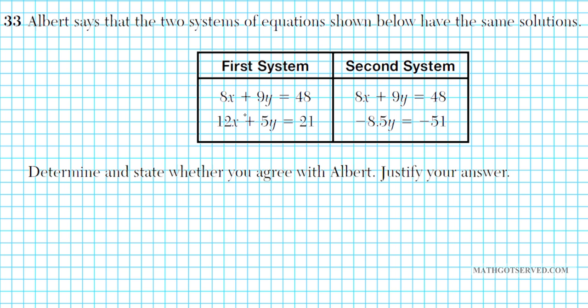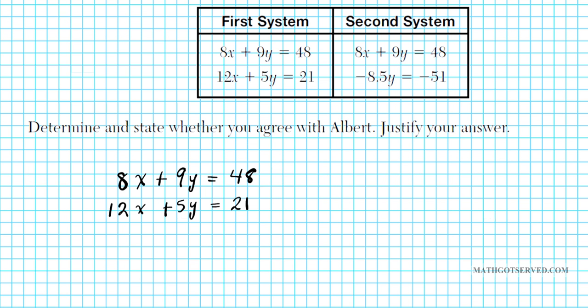For system 1, you can solve for x or y first. You don't have any restrictions as to what to solve. Okay, so I'll pick the first system. You can pick the second one if you want, but I feel the first one is easier to solve. Okay, so we have 8x plus 9y equals 48, and 12x plus 5y equals 21. I'm going to use the method of elimination here to solve this equation.